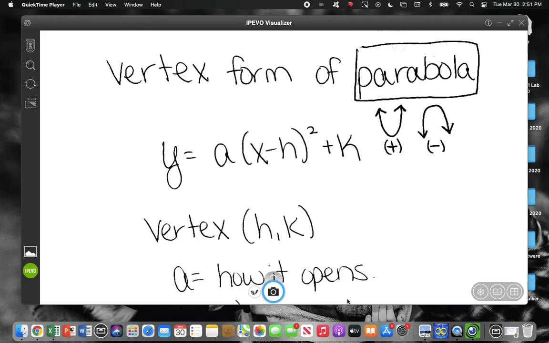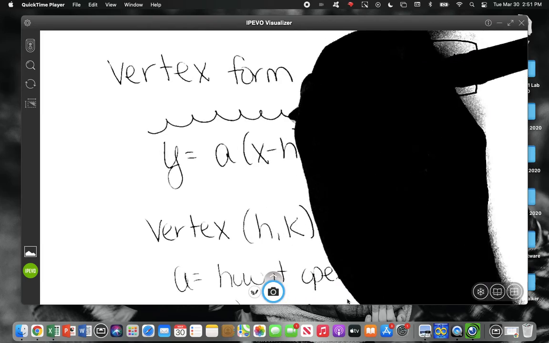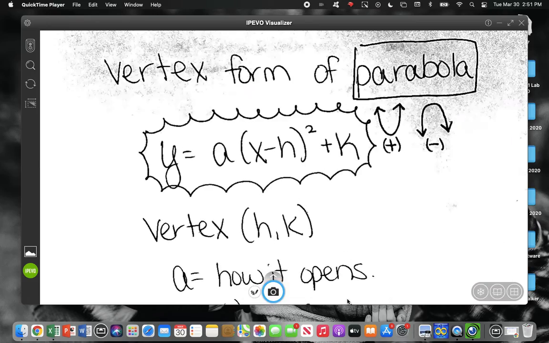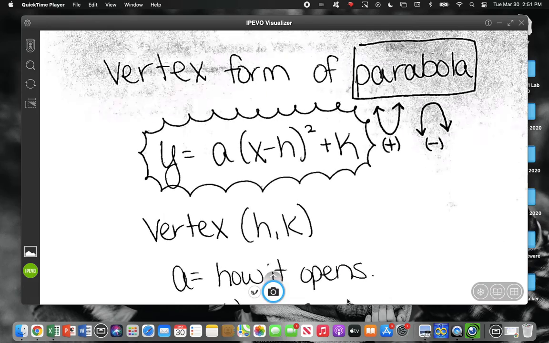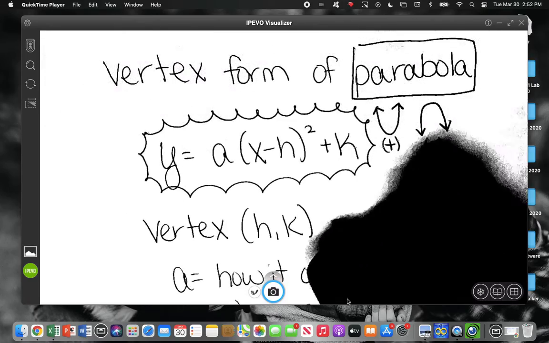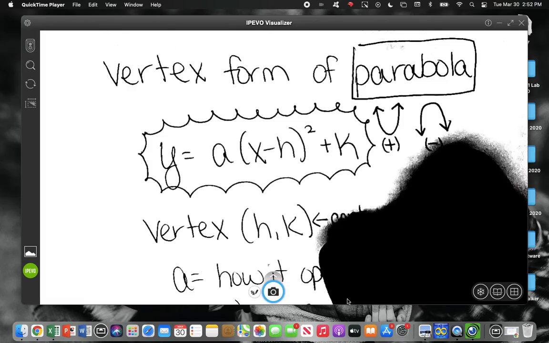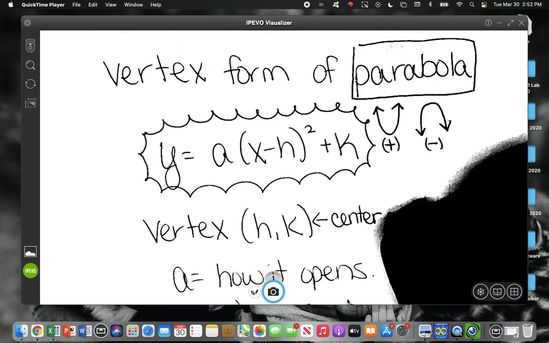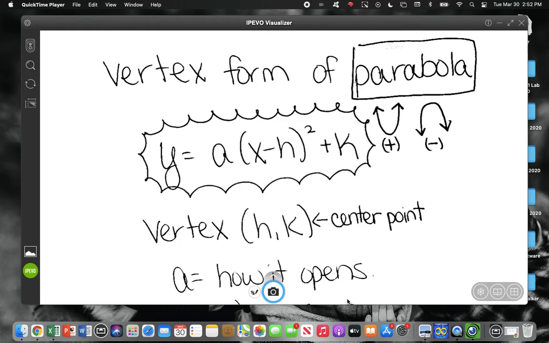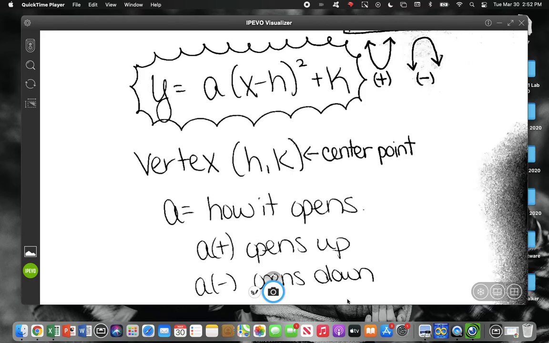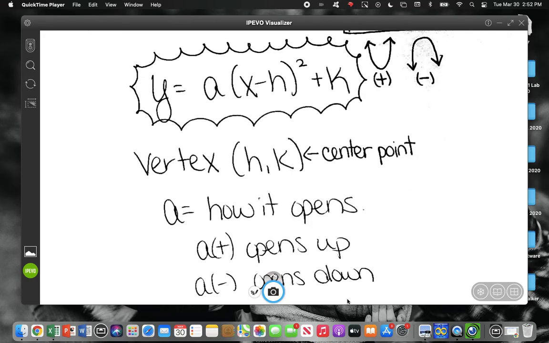So the equation we're going to work with today is called vertex form, and this is the formula. A parabola has a point called the vertex, which is the center point. It's either the peak or the valley of the parabola, and then the a value tells you how it's going to open. If it is positive, it's going to open up, and if it's negative, it's going to open down.